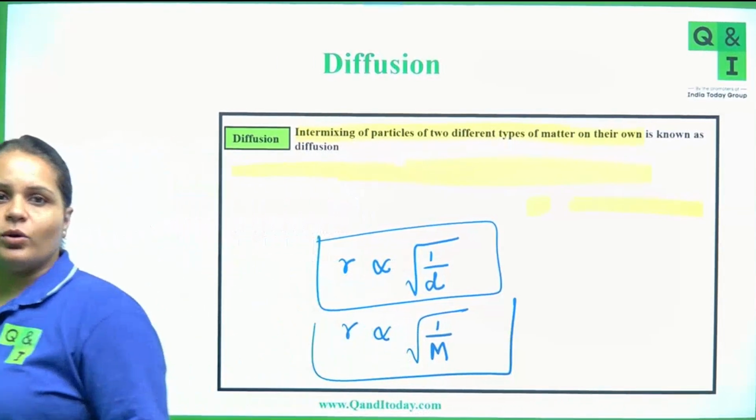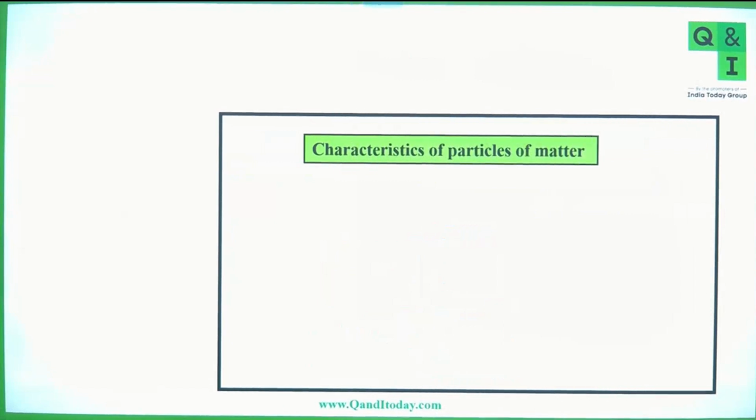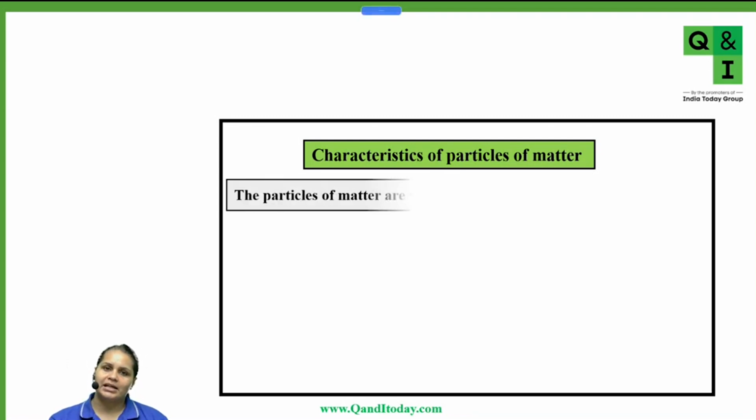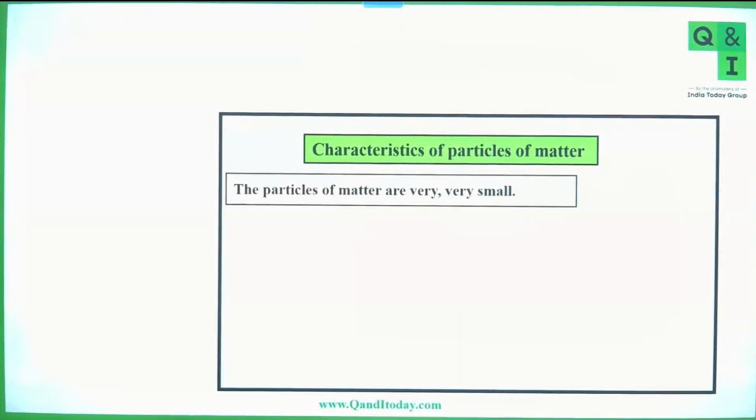Okay, so let's move ahead now. We are done with the different characteristics of particles of matter, meaning we did the properties of particles of matter. So what were they? First thing we did, that particles of matter are very small. It's telling the physical nature of matter also, and definitely it is one of the characteristics of particles of matter that they are very small in size.